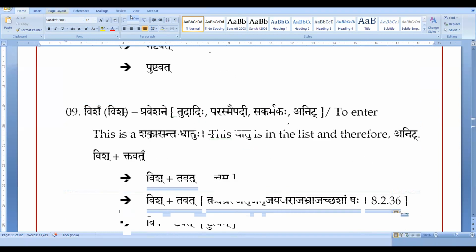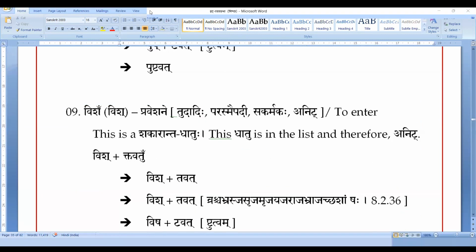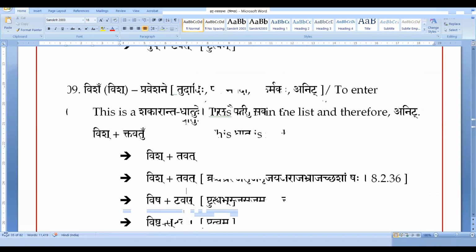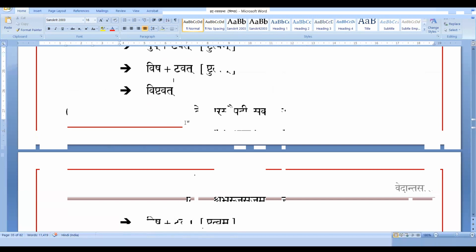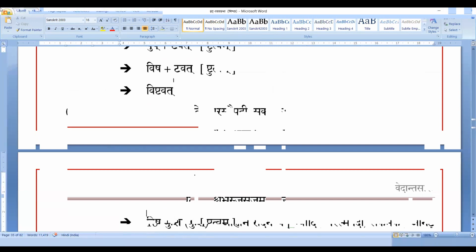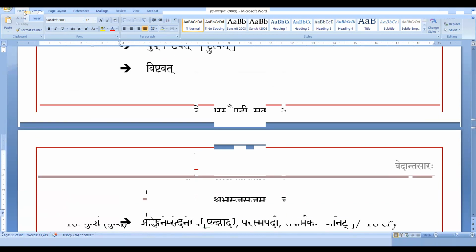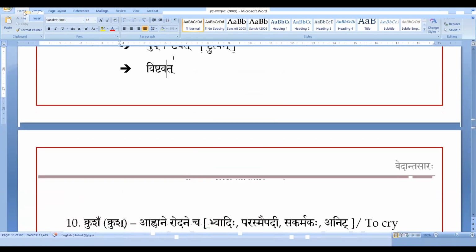Next dhatu: vish, to enter, praveshane. It is in the list, Tudadigana, sixth gana. Therefore, Anit, that is Ekach Anudatta. Therefore, Shatvam followed by Shtutvam: Vishta, Pravishtaha, Vishtavan. So the form would be like that: Vishtavan, Vishtavantau, Vishtavantaha.